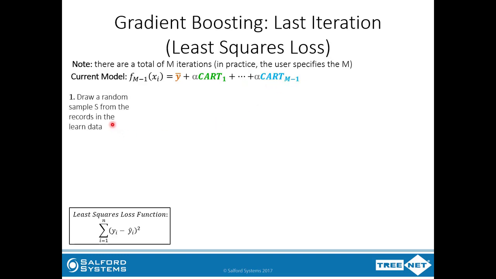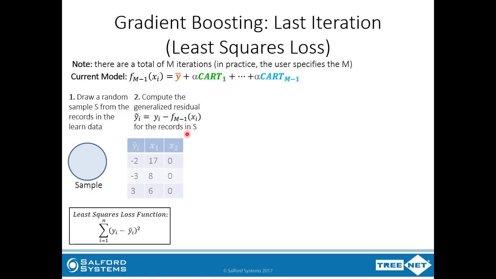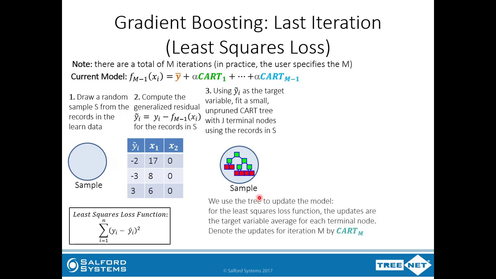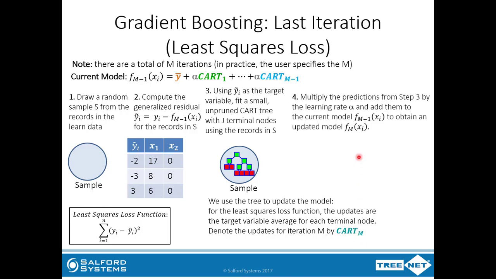So what we'll do now is draw our random sample again. We're going to compute our generalized residual now for y minus F_{M-1}. Then we'll use this y tilde as our target, and fit a CART tree to this using the records that were selected in the sample. Then we'll have another update, which we'll call CART M for iteration M.